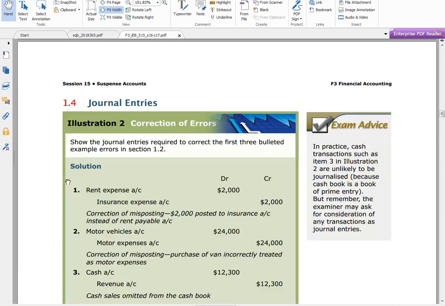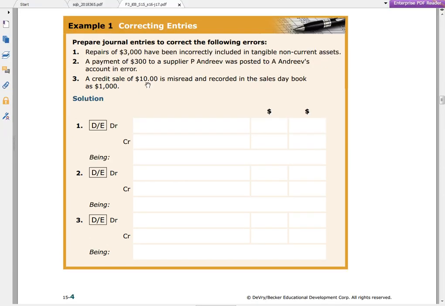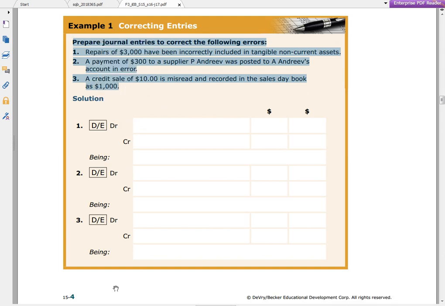Now, this first example is just about using journal entries to correct errors. It has nothing to do with suspense accounts particularly. Prepare journal entries to correct the following errors. Repairs of 3,000 have been incorrectly included as tangible non-current assets. A payment of 3,000 to a supplier P. Andreev was posted to A. Andreev's account in error, and a credit sale of $10 is misread and recorded in the sales day books as $1,000.